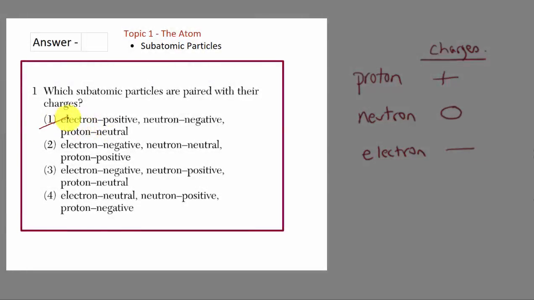So number 1 is out. It says the electron's positive, which does not. Electron neutral, we can throw that away. Electron negative, check. Neutron neutral, check. And the proton's positive, check. So we're going to go with response number 2.